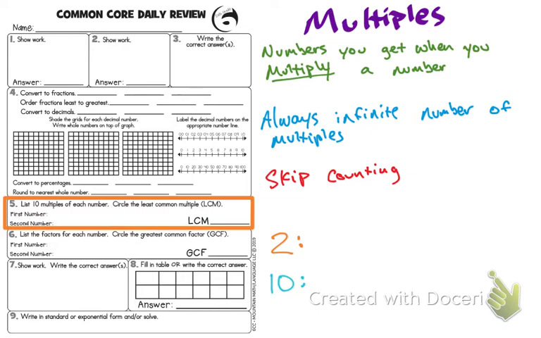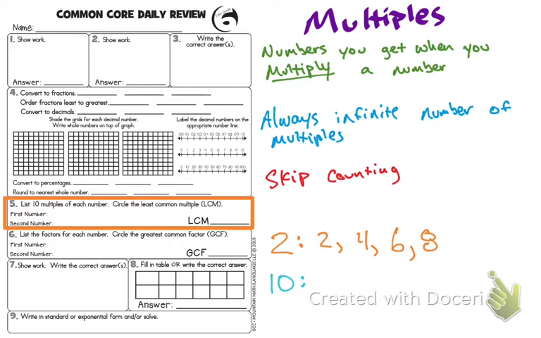So if I think about the number 2, when I multiply 2, 2 times 1 is 2, 2 times 2 is 4, 2 times 3 is 6, 2 times 4 is 8. I've just listed the first 4 multiples, and again, you can think about that as skip counting. 2, 4, 6, 8. That is all that we have done there, is we've skip counted those numbers, or we've multiplied 2 times 1, 2 times 2, 2 times 3, 2 times 4.